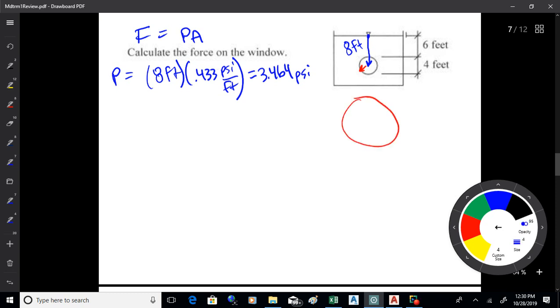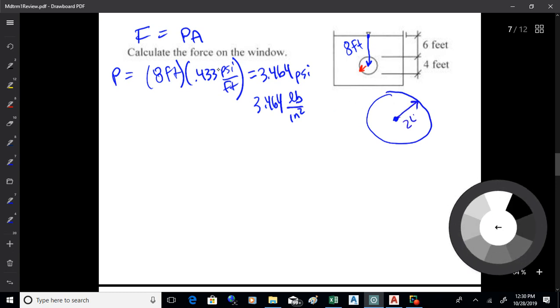Now, the key thing on this one: PSI means pounds per square inch. That's what that means. And the units have to match. Okay. When you multiply things through, you got to watch your units a bit. So what I have there is a window with a radius on it of 24 inches. Half of 4 feet is 2 feet. That's the radius. But I need inches, so it's 24 inches. Okay.